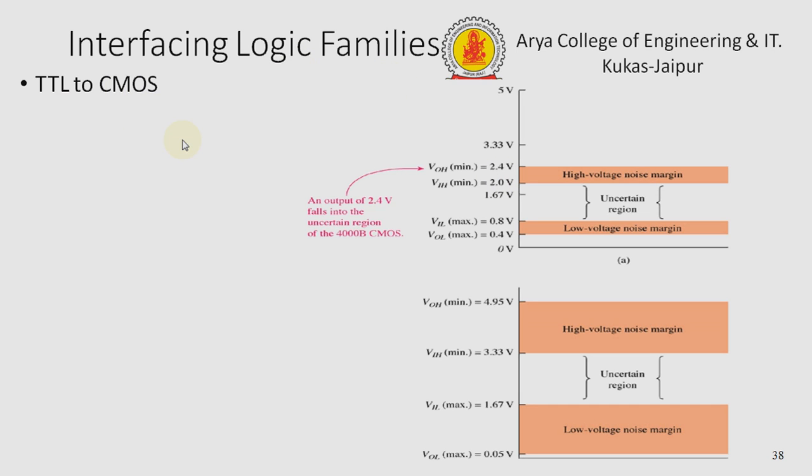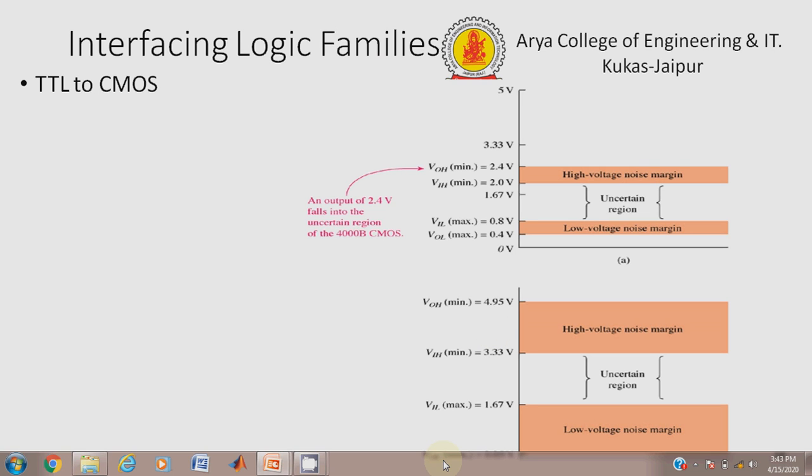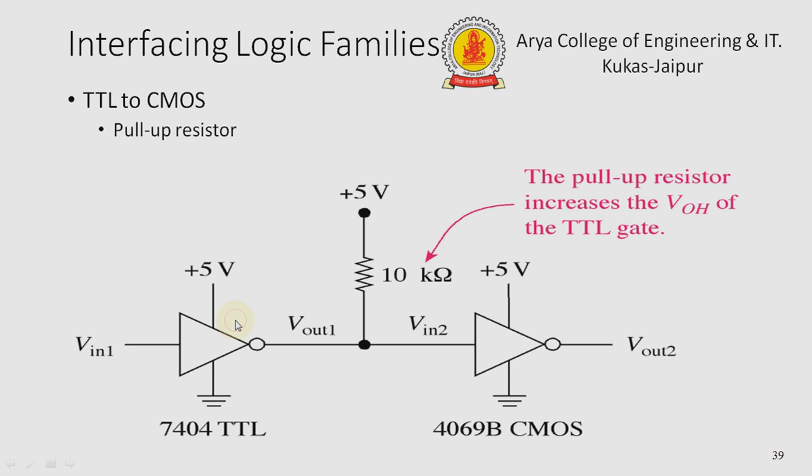Now first we have studied TTL to CMOS. So here is the voltage level of TTL and CMOS. Both are showing their high voltage level and low voltage level. When we are talking about interfacing of TTL to CMOS, this type of circuitry is used.